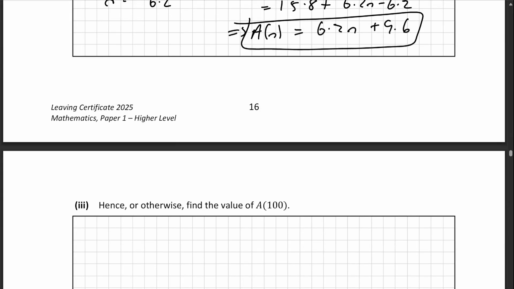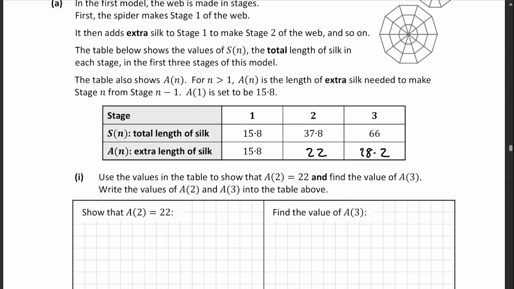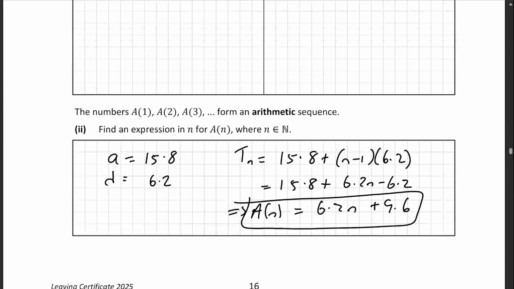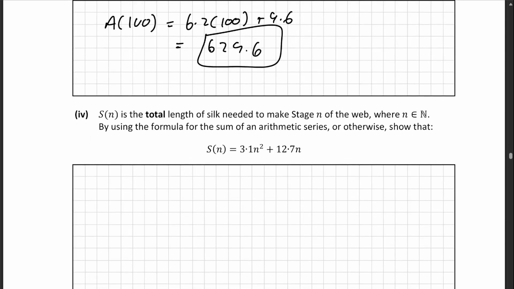Answer otherwise for the value of A100. So A100 is 6.2 by 100 plus 9.6, which is 629.6. Now, they give units. No, it just says total length. Okay, so we can just leave it as that. Sn is the total length of silk.